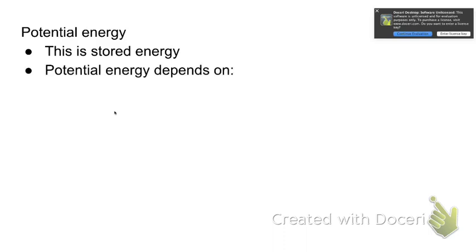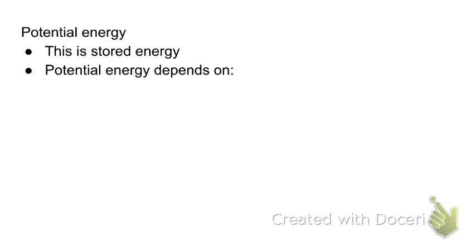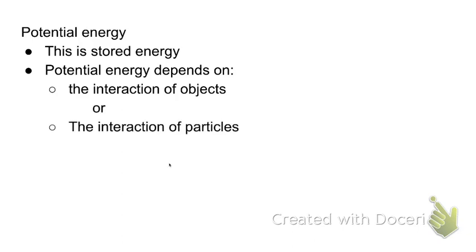There are 3 different ways that this energy might be stored, which means potential energy is going to depend on one of 3 things. Either the interaction between two objects, or the interaction between a couple of particles, or the interaction of individual atoms. And don't worry, I'm going to give you an example of what each of these situations looks like so you can become familiar with it.